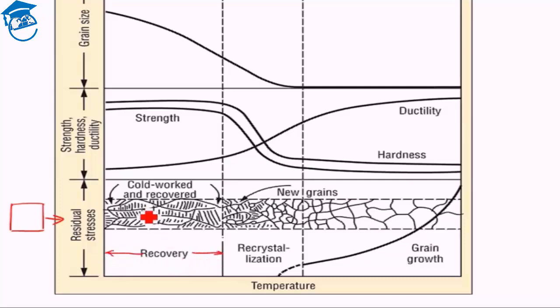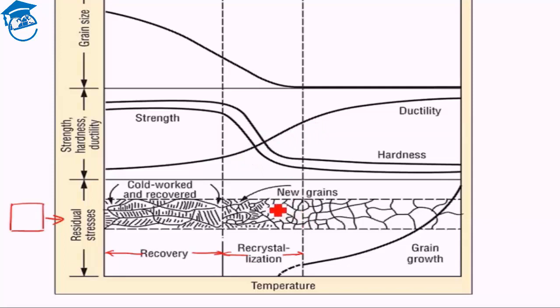In the recovery stage, you will not have any observable difference in the microstructure. The microstructure will remain elongated as such, but what we'll observe is that the ductility is marginally improving. The strength more or less remains the same. In the second stage, that is the recrystallization stage, new grains start to pop up. From the old elongated grains, new equiaxed grains start to pop up at different locations, and with that the strength of the material starts to reduce, but the ductility starts to improve drastically.